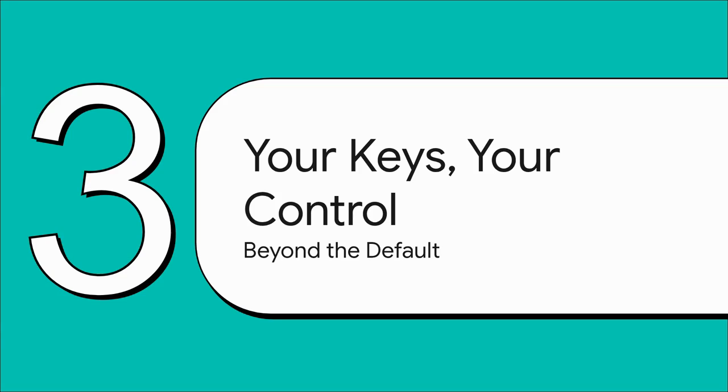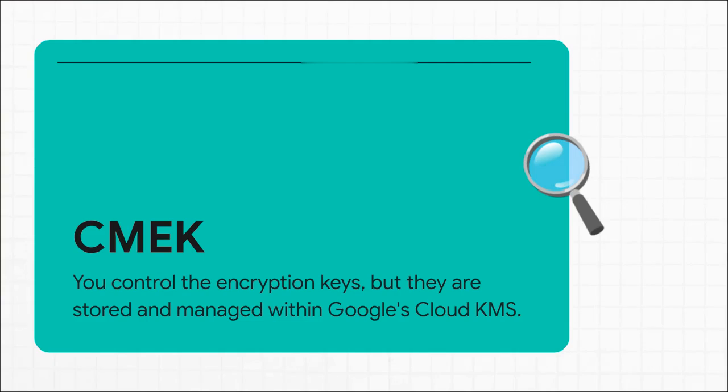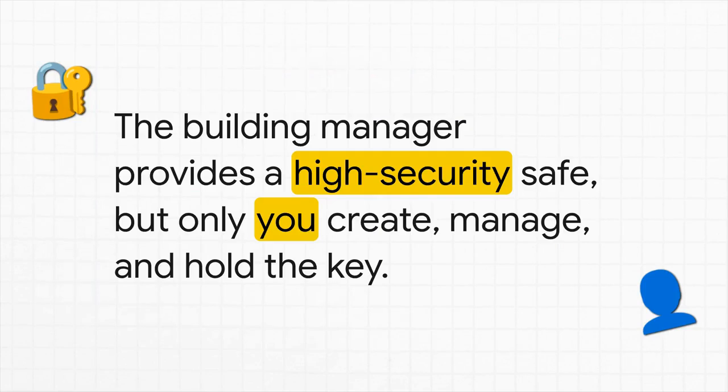Your keys, your control. So the first step up the ladder is something called CMEK, which stands for Customer Managed Encryption Key. Now, the interesting thing about CMEK is the balance it strikes. You get to control the life cycle of the key, when it's created, when it's rotated, when it's destroyed. But the key itself lives inside Google's super secure Cloud Key Management Service, or KMS. Let's go back to our apartment analogy. This is like the building manager saying, hey, we've installed a high-security safe in your apartment. They provide the super strong box, but only you know the combination. You create it, you manage it, and you have total control over who gets to open it.